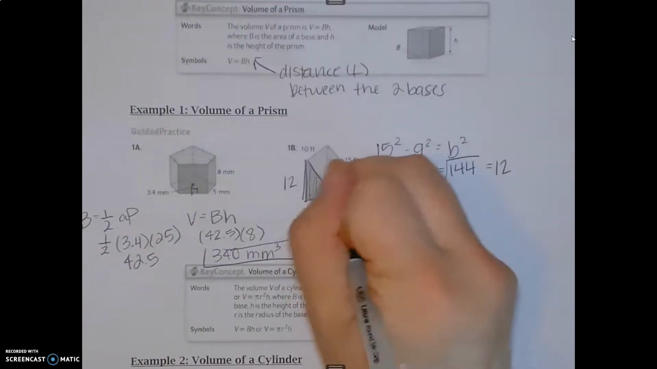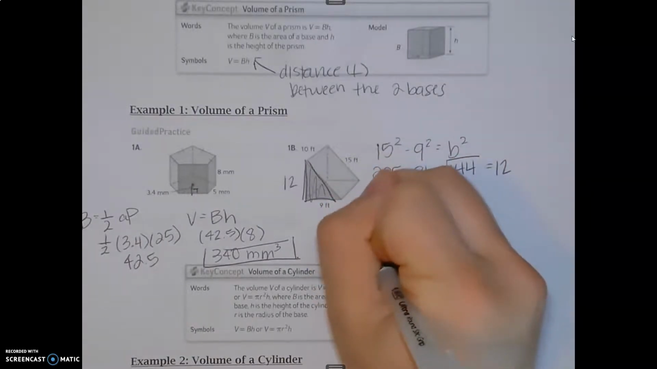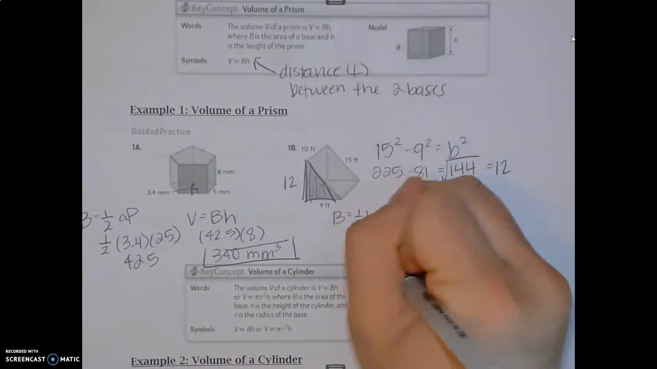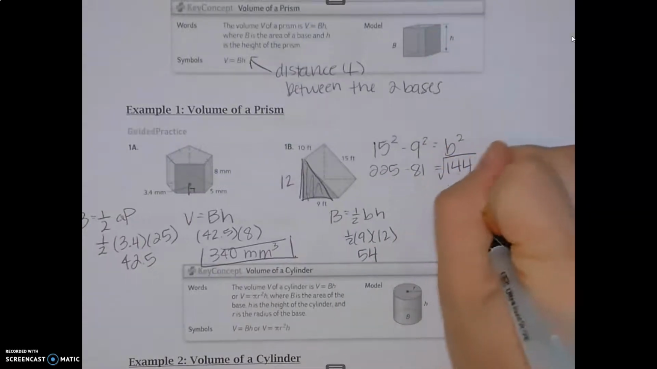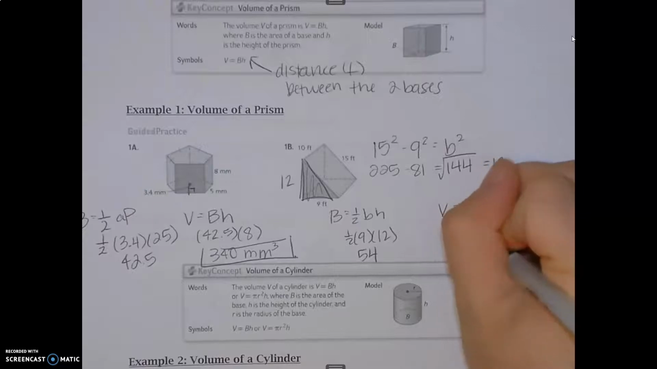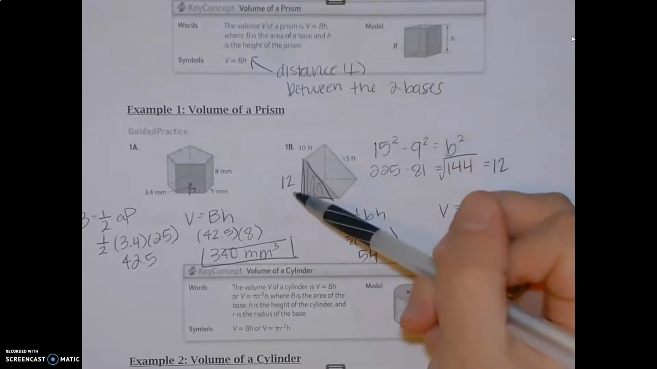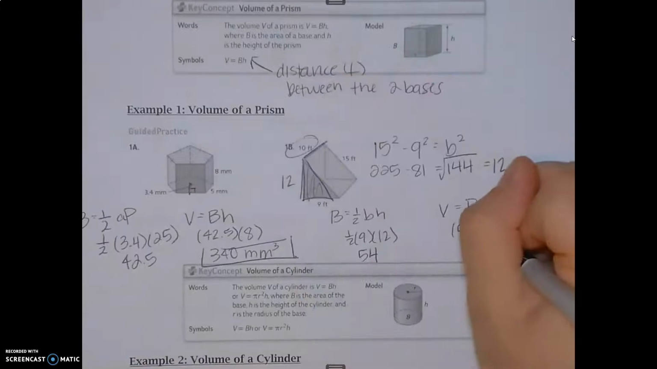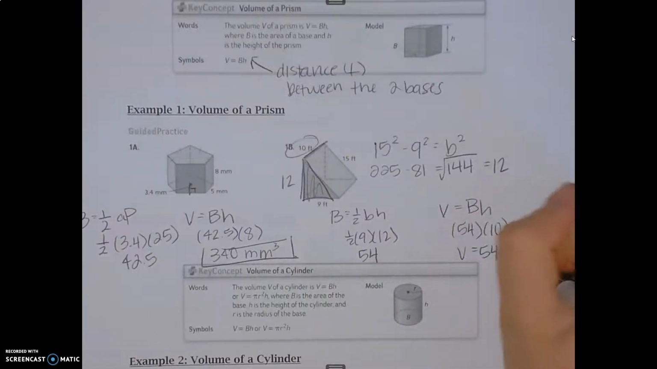To find the area of the base, 1/2 of base times height. So 1/2 of 9 multiplied by the height of 12. I can take 1/2 of 12 to give me 6, and 6 times 9 gives me an area of the base of 54. So I can plug that into my volume formula. Area of the base is 54, and again, height is the distance between bases. So it's not 12, it's actually going to be this 10, because that's how far our bases are apart. So my volume would be 540 feet cubed.